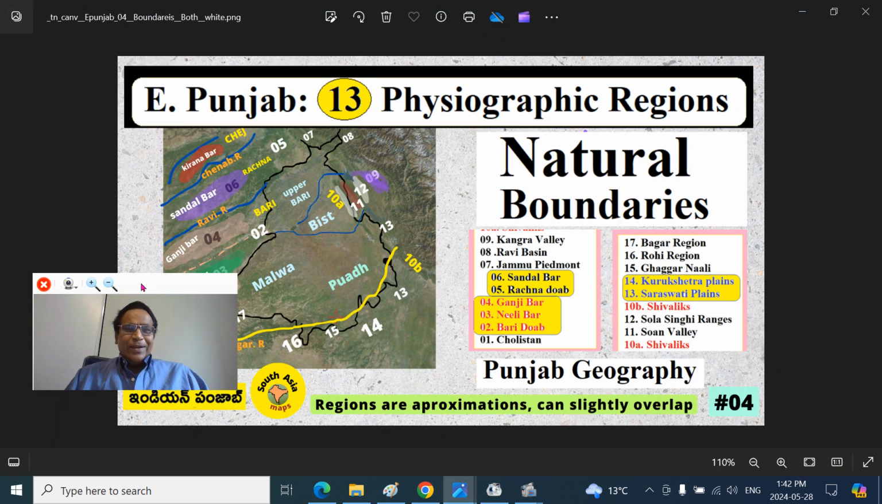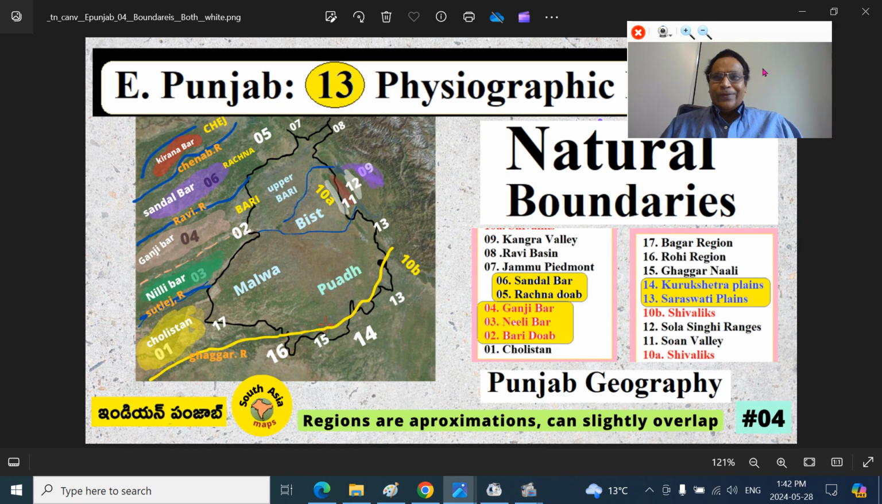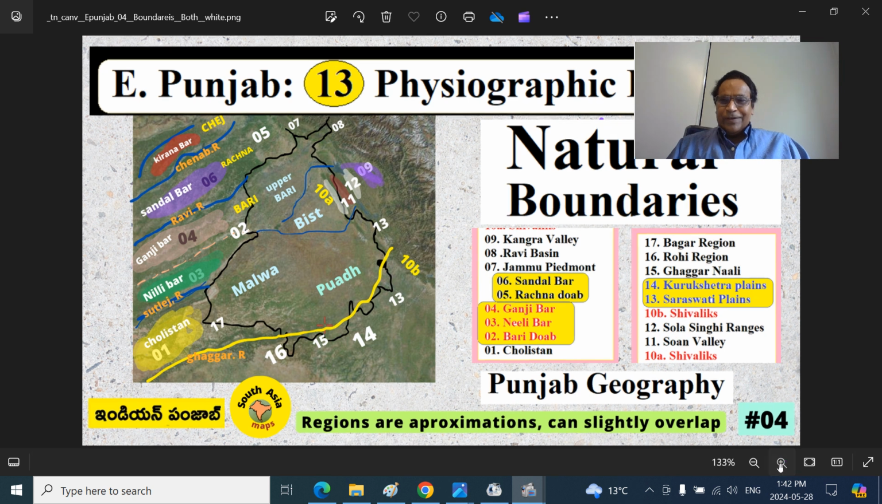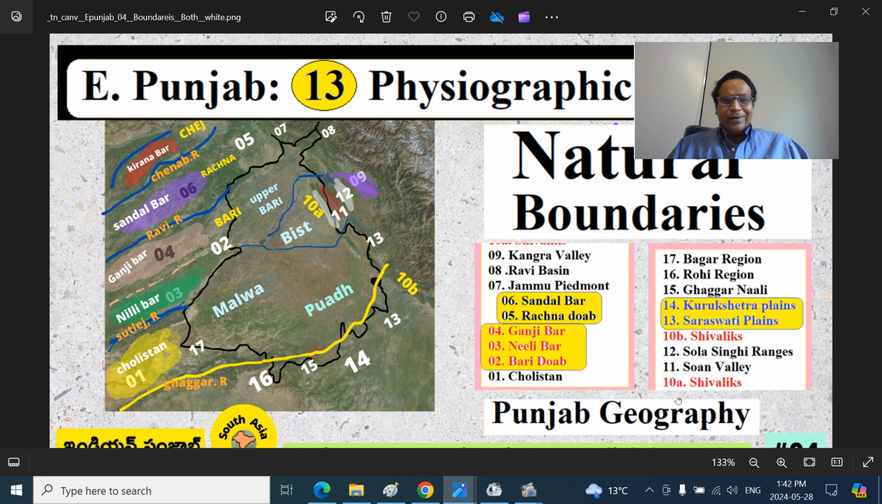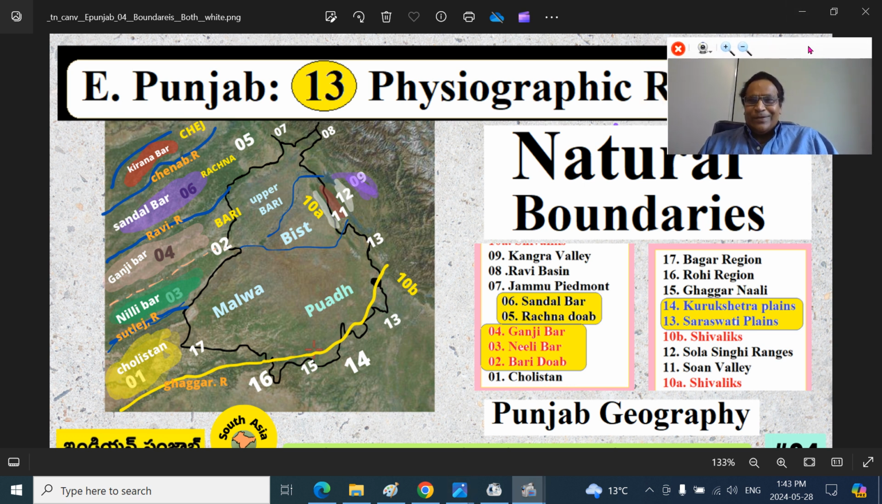Here I will list out and dilate a little, and I will also take you to the actual physical regions and show you so that you will get clarity. I started from bottom to top, 1 to 9, because when I started naming, it was a little easy so that I can make the audience more comprehensive. So there are 13 physiographic regions of Purbi Punjab. I discussed them; you can look at part 1.